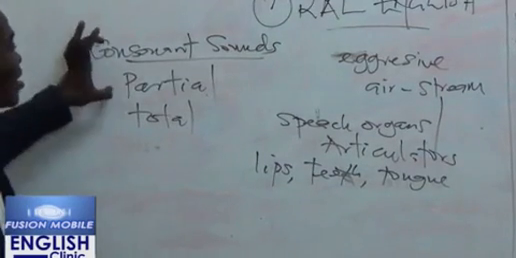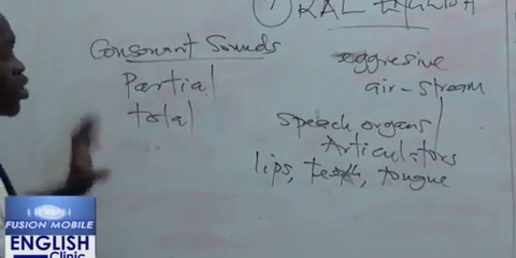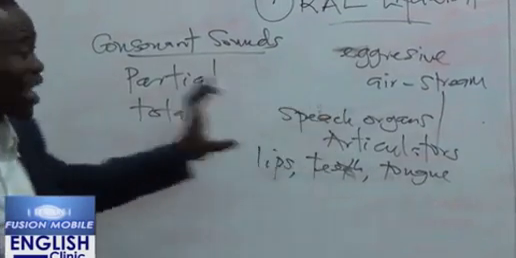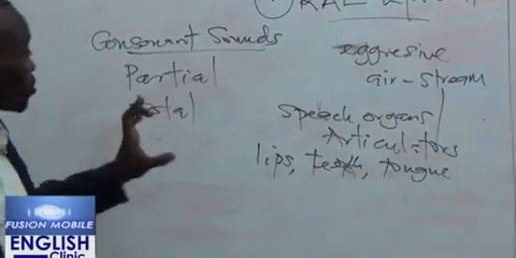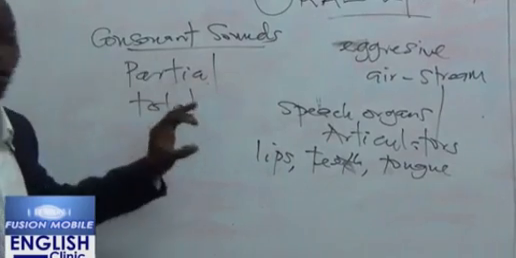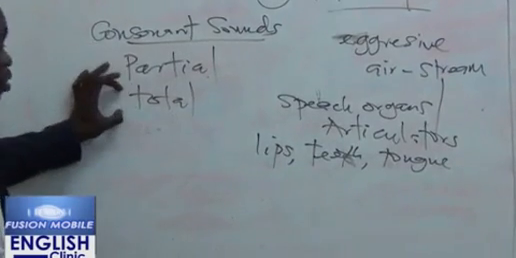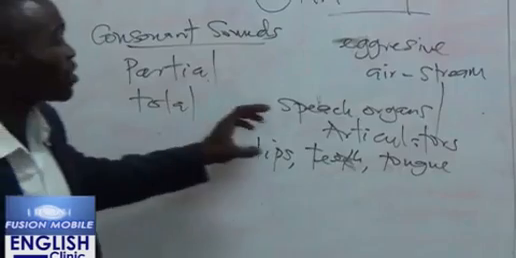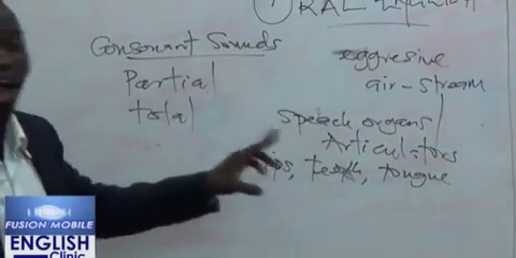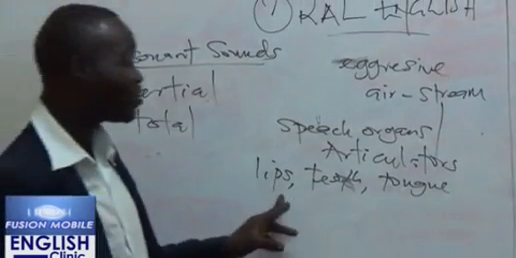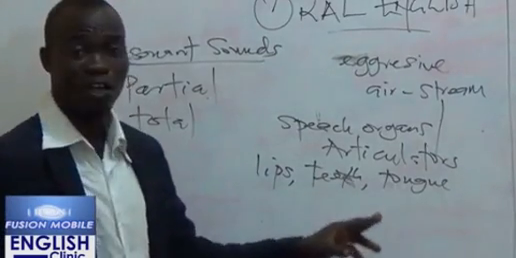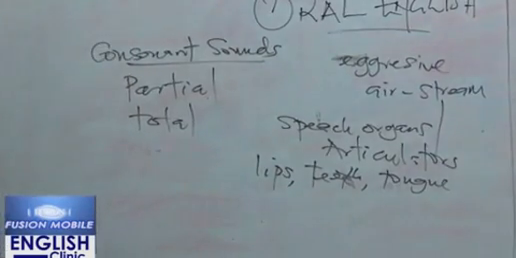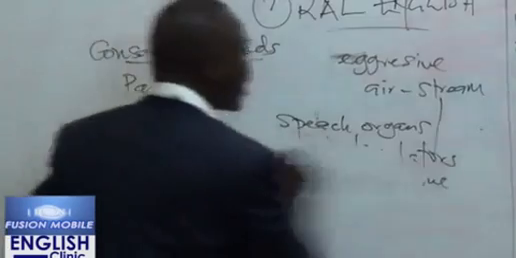So I said, whenever you produce a consonant sound, you will notice an obstruction of the air that comes from the lungs or from the mouth. And that obstruction may be partial or it may be total. And I said this obstruction may be caused by what? By the speech organs or articulators such as what? Lips, the teeth, and what? And the tongue.